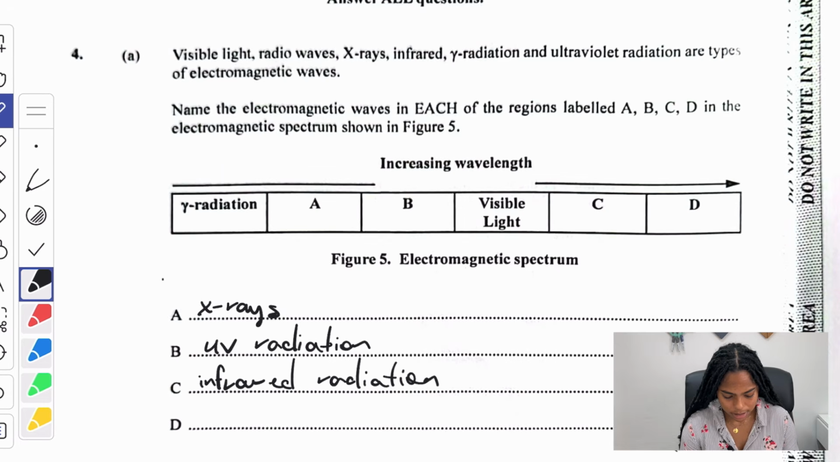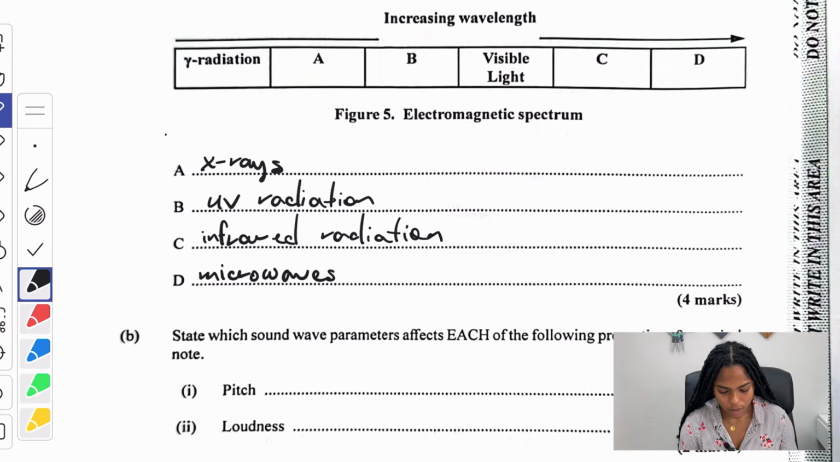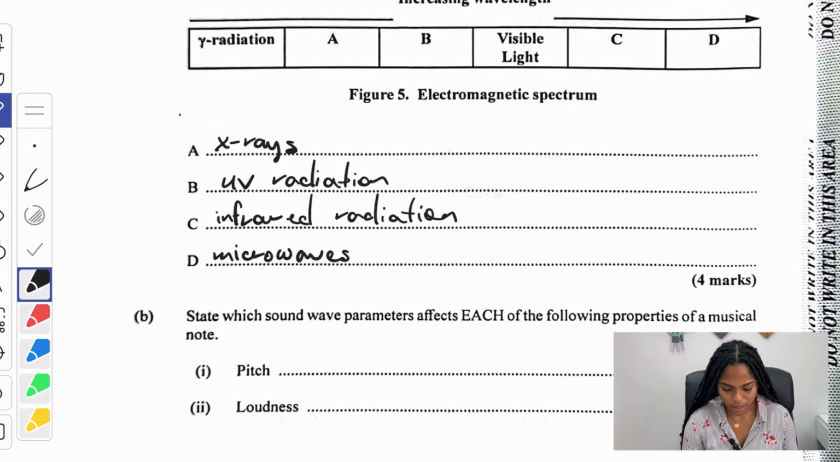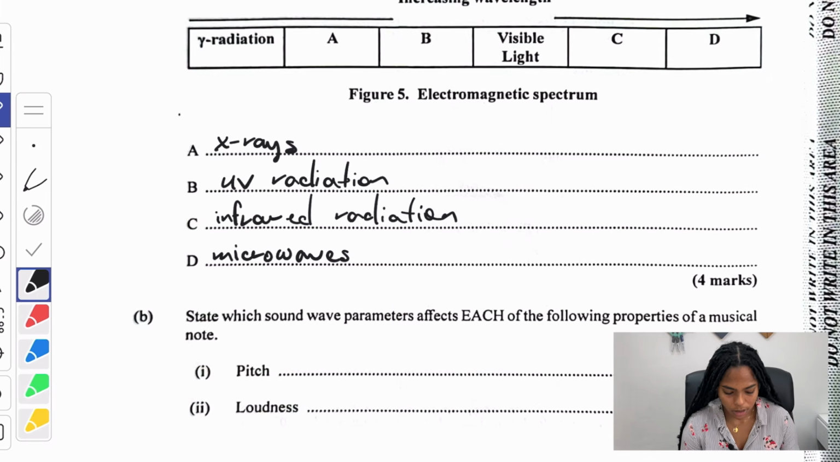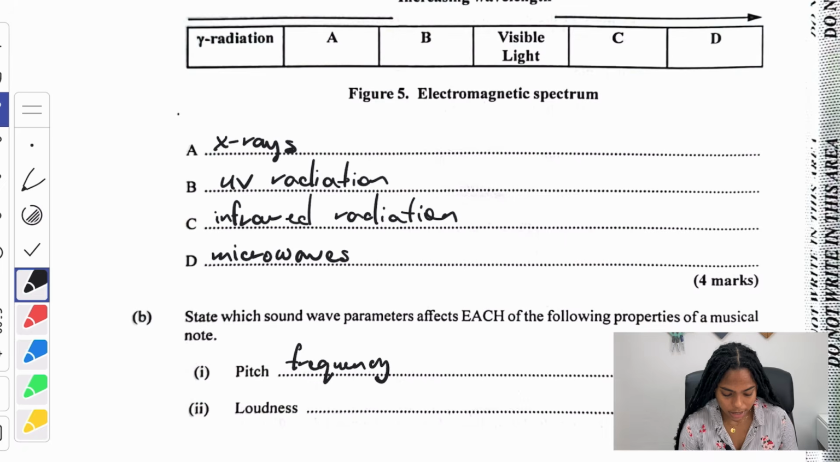And D is microwaves. Now state which sound wave parameters affect each of the following properties. So pitch is not a physical quantity, pitch is just a sensation we feel as a result of a high frequency of the sound wave, and loudness is just because the sound wave has a high amplitude.